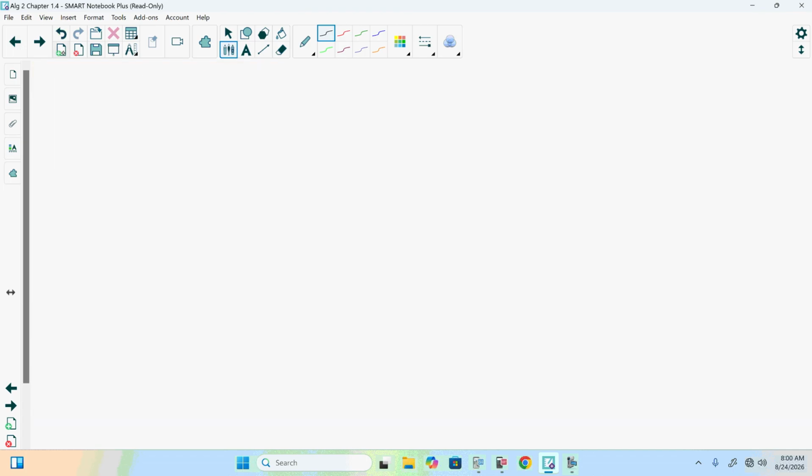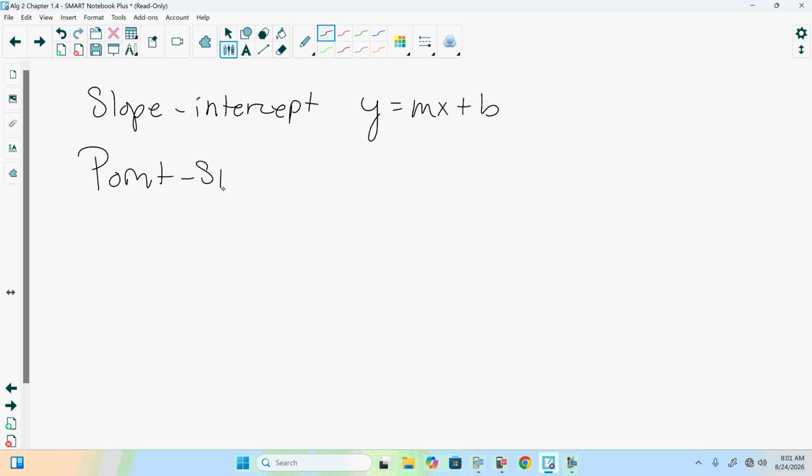So what we were talking about Friday is equations of a line. And we have two main forms. First one is slope-intercept, which comes in the form of y equals mx plus b, and our point-slope form, which is our y minus y1 equals m times x minus x1. And we use point-slope form the majority of the time if we have a point and the slope.